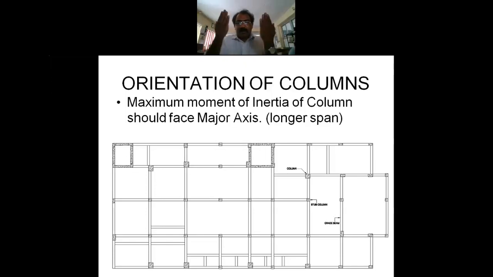So the column should face such a way where spans are more. Here the column spacing, the span is more here, the span is less here. If suppose the columns are here also 30 feet, here also 30 feet, then you go for either a square column or a circular column. So the choice of the size of the columns is not only in the architect's hand but also in the structural engineer's hand.